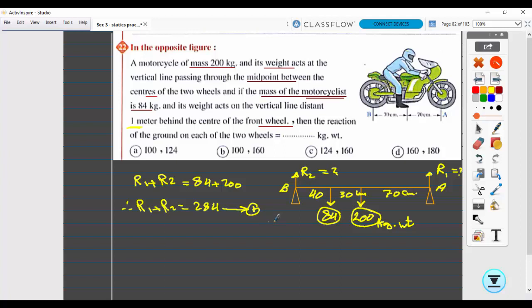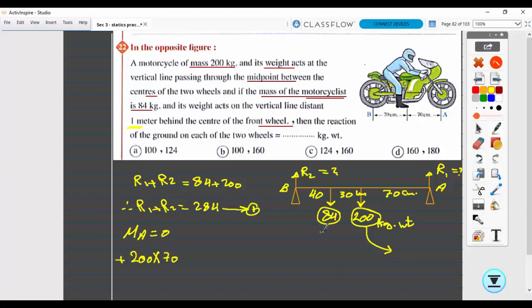So we will take the moment about the point A. The sum of moments about A equals 0. So you can say 200 multiply 70. It is the moment of the force 200 about the point A, equals 200 multiply the perpendicular distance. What is the perpendicular distance? It is 70. And this weight acts in this direction, anti-clockwise, so it is positive.